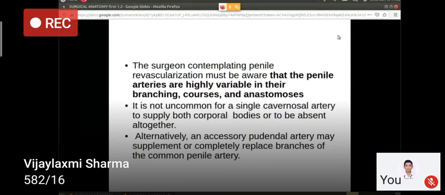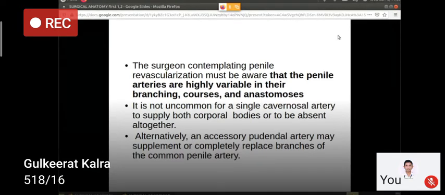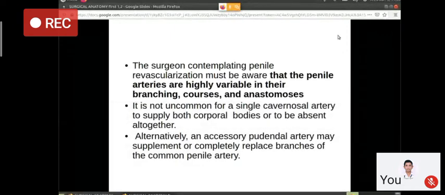Surgeons contemplating penile revascularization must be aware that penile arteries are highly variable in their branching, course, and anastomosis. It is not uncommon for a single cavernosal artery to supply both cavernosal bodies or to be absent altogether. Alternatively, an accessory pudendal artery may supplement or completely replace the branches of the common penile artery.